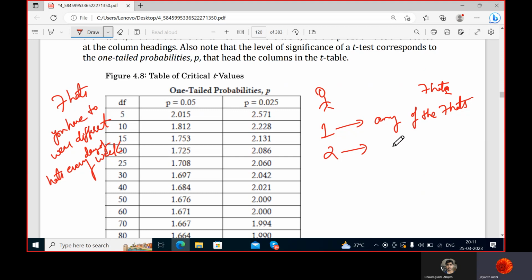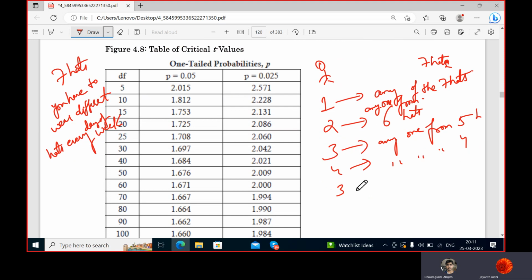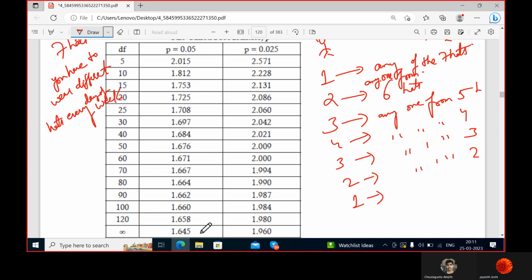So day 2, you can wear how many hats? 7 minus 1, 6. You can choose from the 6 remaining hats, any one of them. Third day, anyone from 5 hats. Fourth day, anyone from 4 hats. Then anyone from 3 hats, then anyone from 2 hats. Last day, you only have one choice. That one hat is the only one available for you, correct?